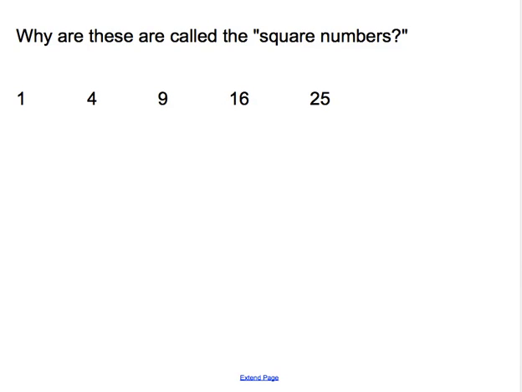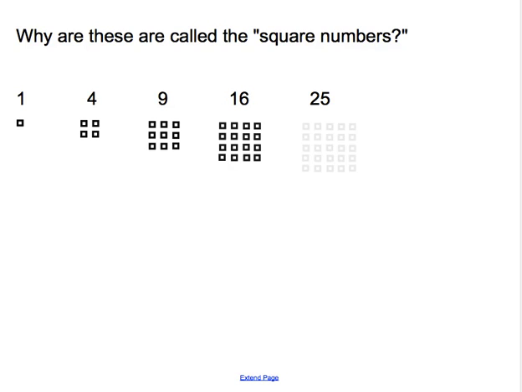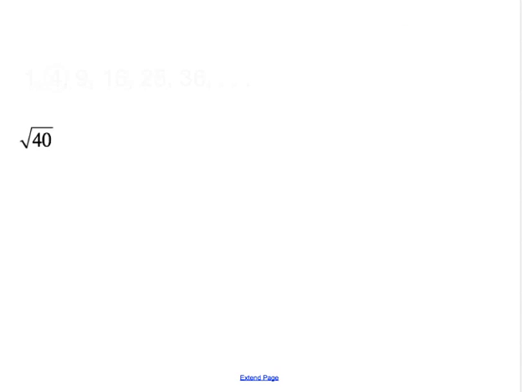Just a quick aside, why are these called the square numbers? There's 1, there's 4, 9, 16, 25. We can make squares out of that many tiles. If I have 16 squares, 16 tiles, I can make a 4 by 4 square. So 4 is the square root of 16. Anyway, back to the square root of 40.